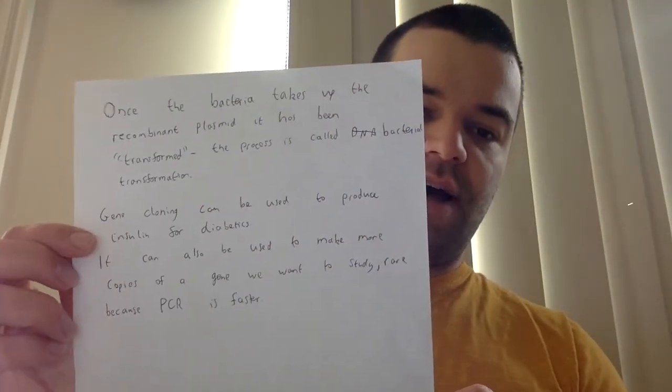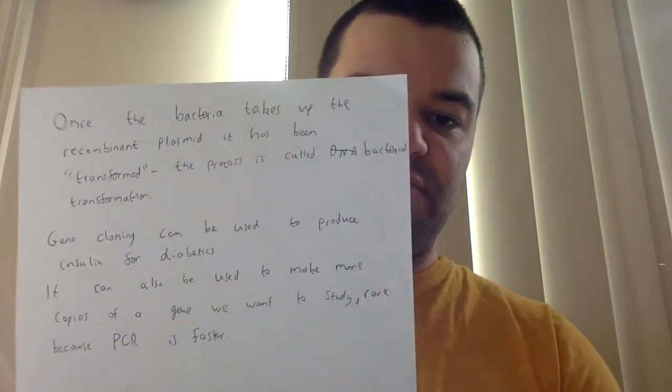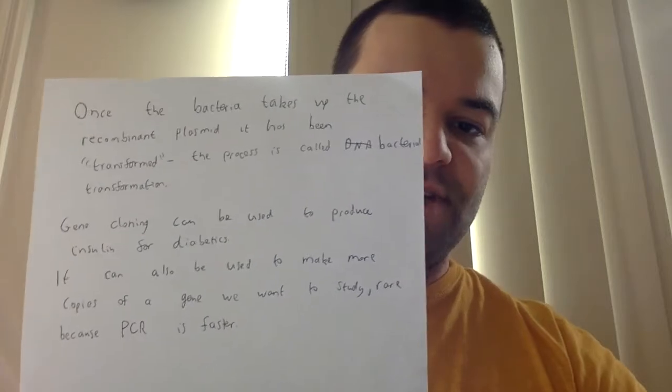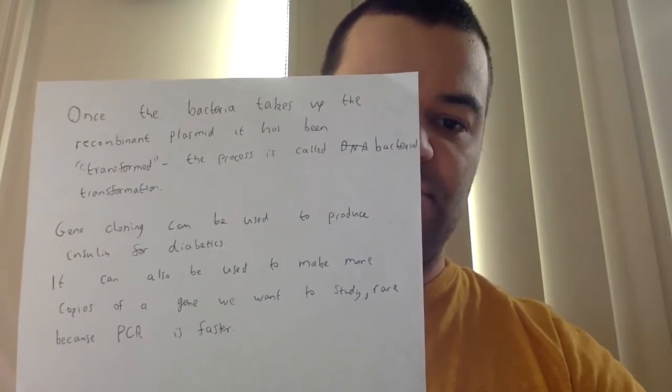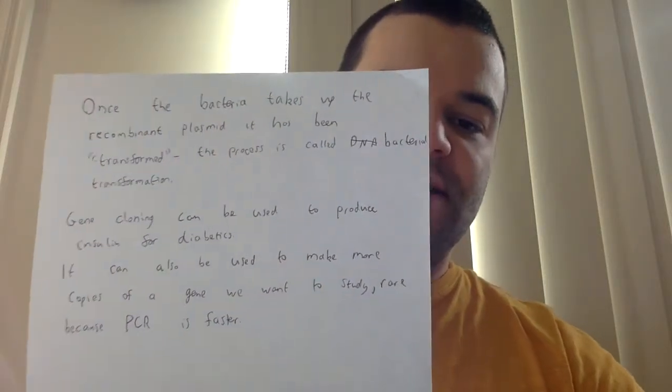I mentioned there that this gene cloning method can be used to produce insulin for diabetics. It can also make lots of other proteins that are important for various reasons. Human growth hormone, for example, is made in this way as well. And it also can be used just to make more copies of a gene that we want to study, although that's quite rare now, because if you just want to make copies of the gene rather than make the product of it, the polymerase chain reaction is much more efficient and effective. But theoretically, there's no reason why you can't use this gene cloning method just to make more copies of a gene to study.